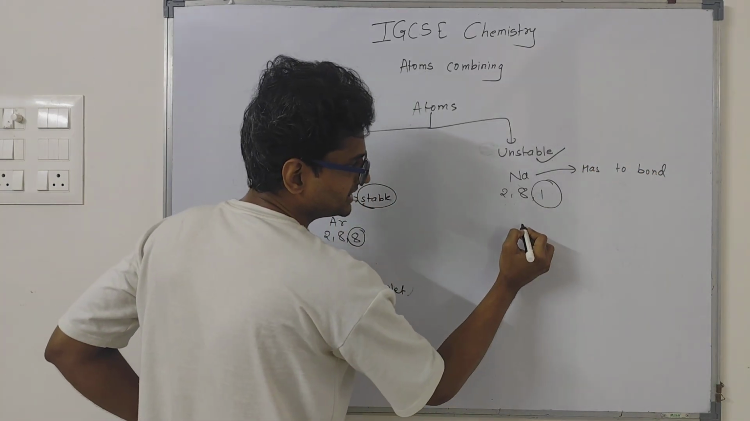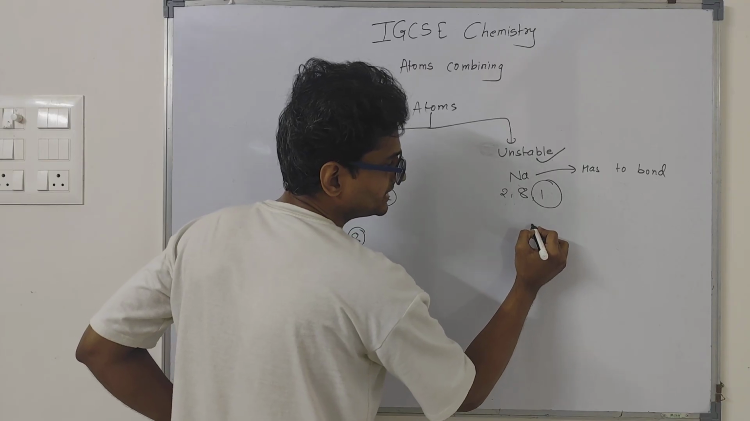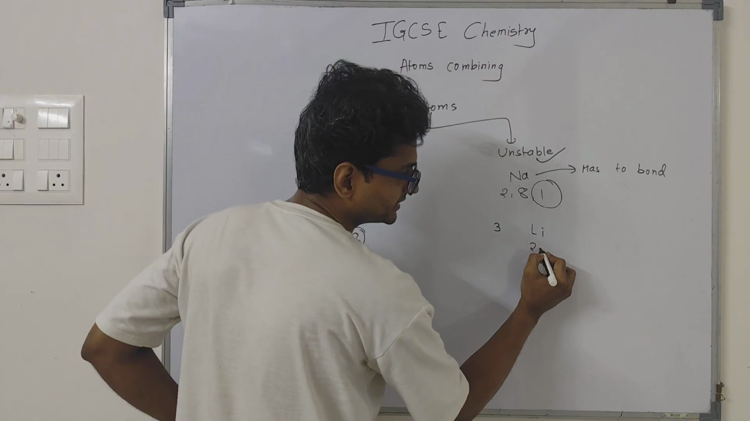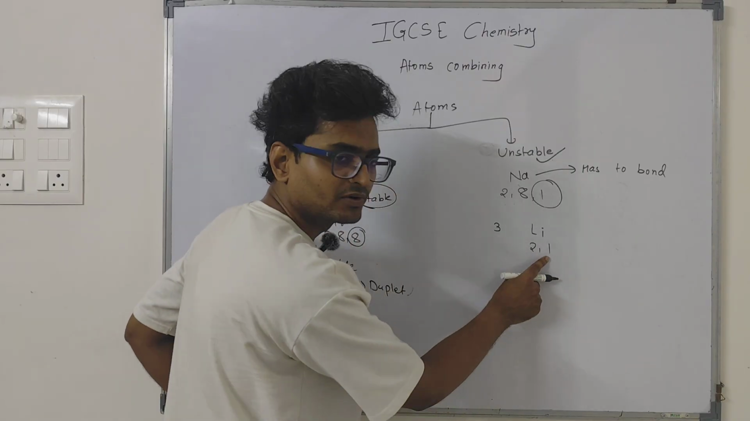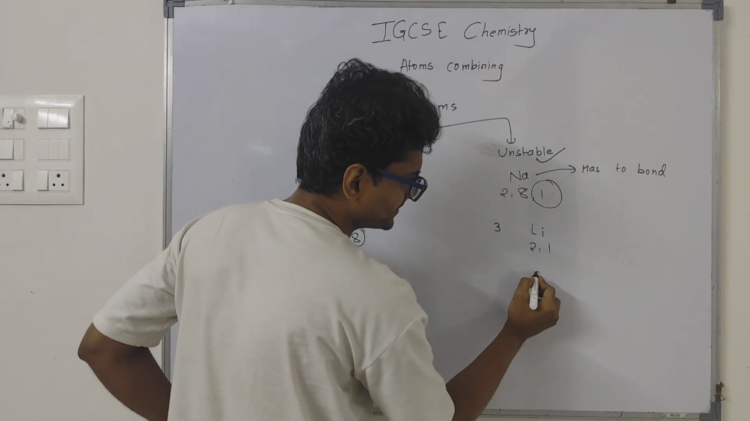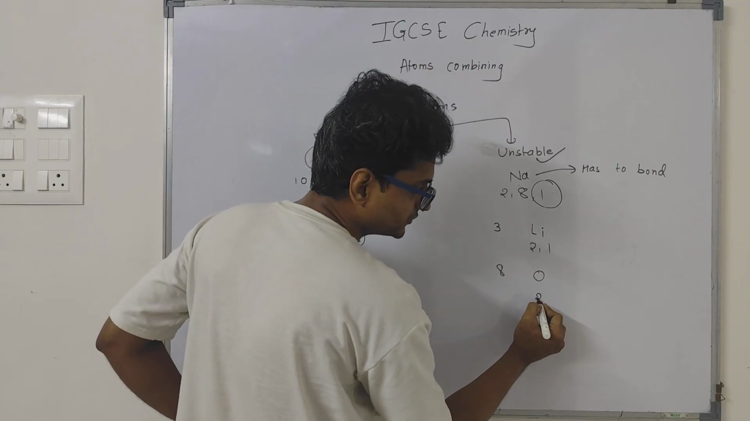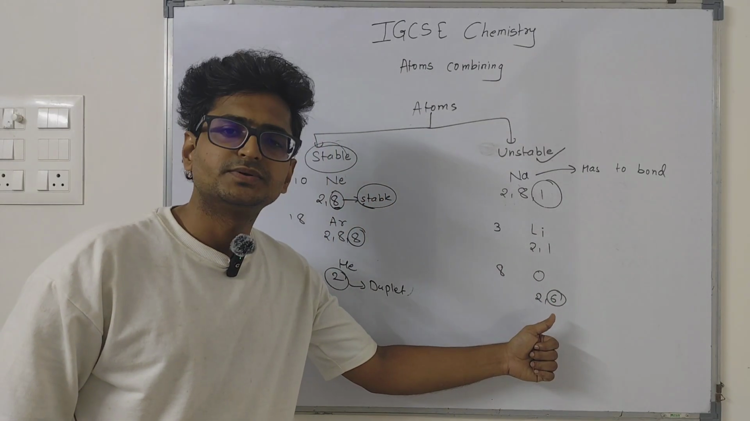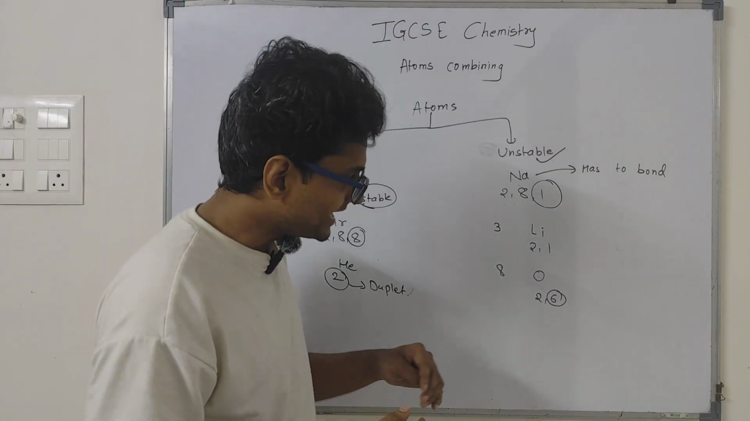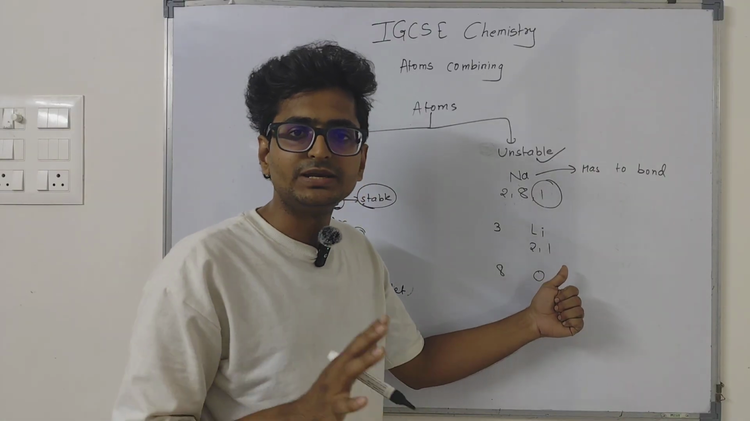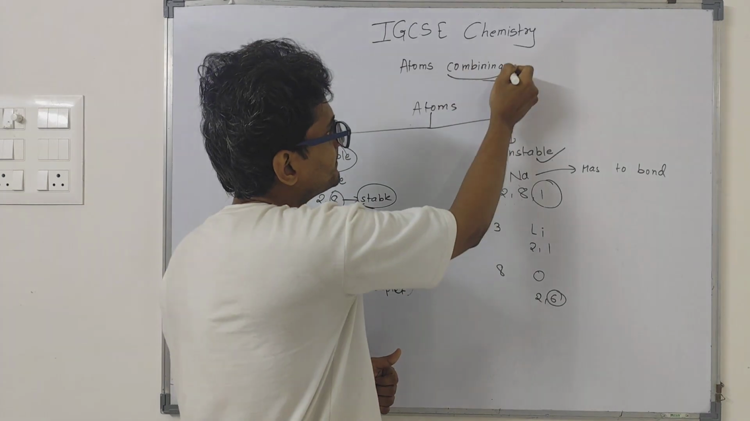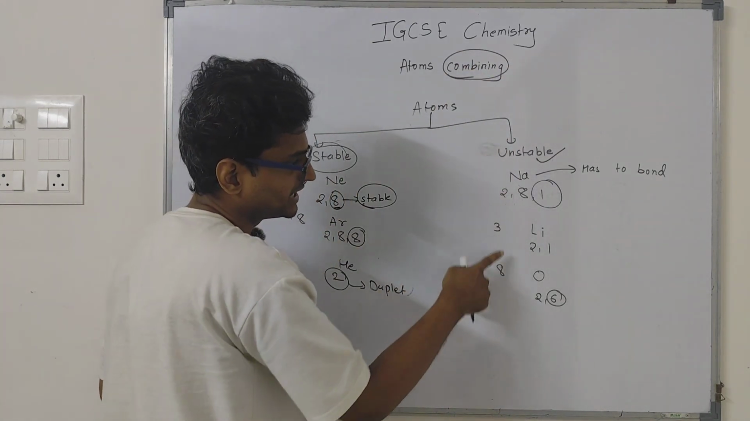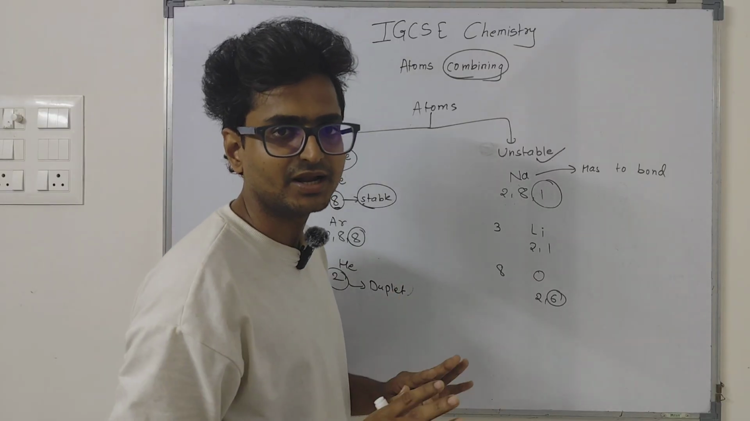One more example. Let's say I have lithium. The atomic number is 3, so the electronic configuration will be this. Now this has 1 electron in the last shell, again unstable. Another example, oxygen. The atomic number is 8, so 2, 6, again not 8 electrons in the last shell. This is also unstable. So when you have unstable atoms, only those atoms will bond, or we say combine. So in this chapter we are just going to talk about unstable atoms. This is the first thing you should understand.